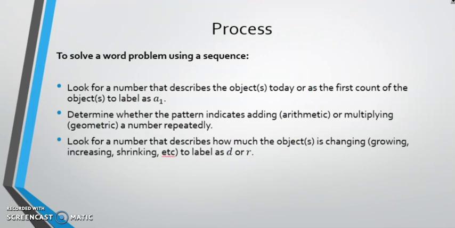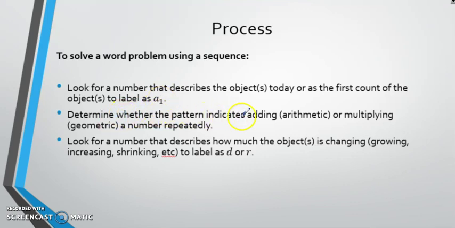So next, I'm just trying to give you some advice on how to apply sequences to different word problems. Again, your solutions will vary from one question to the next, though, so there's no one set formula I can give you that will always take care of this for you. So the tips I'm trying to give you are to look for a number that describes the object either today or as some kind of a first count of something, maybe in the beginning, anything along those lines, and then that should be your a sub 1 value. So maybe they're saying how much money you had in the bank account at the beginning, for example.